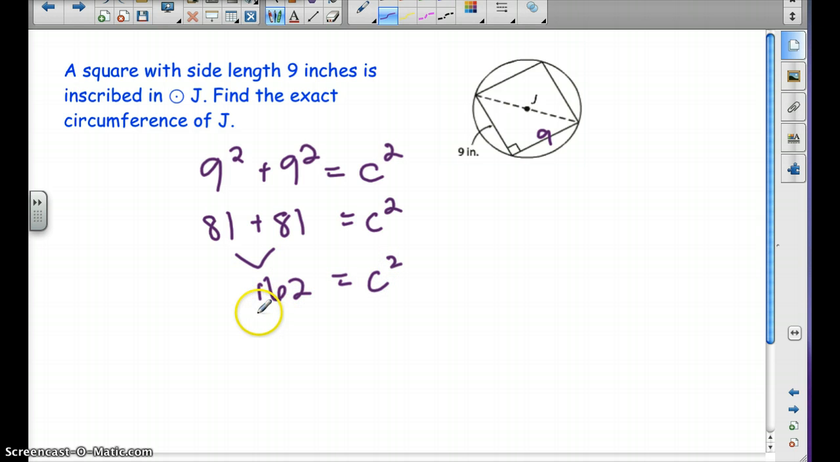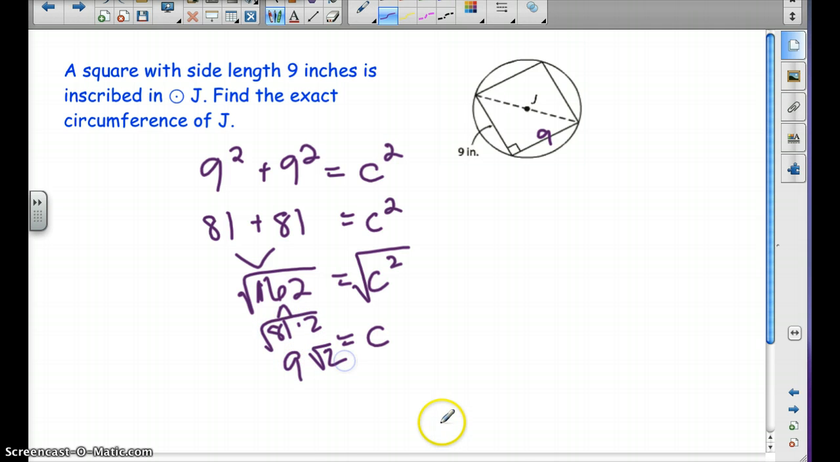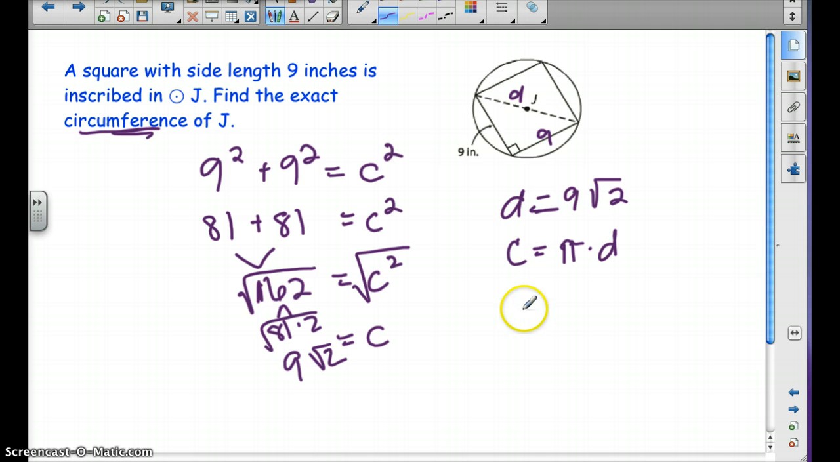So I'm going to go ahead and square root both sides. So the square root of 162, 81 goes into it 2 times. So it's going to be 9 square roots of 2 is what c is. But I have to find the circumference. So c, remember, was our diameter. Okay, that was our diameter. So since the diameter equals 9 square root of 2, we can use our circumference formula, C equals pi times d.